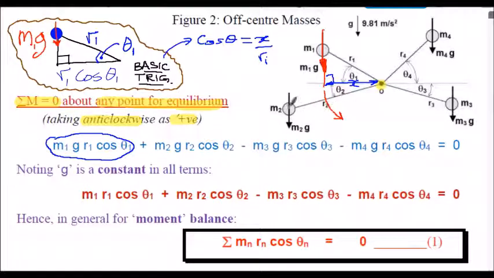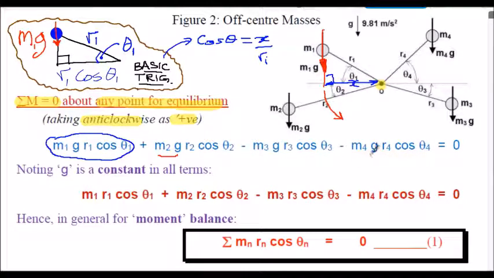Similar process for m2, exactly the same process. m2 times g would be the force, multiplied this time by r2 cos theta 2. That again is positive, so that's my second anti-clockwise moment. Then we do the same for m3 and m4, but they're negative here because they're going in a clockwise sense, so they're going against my sign convention.